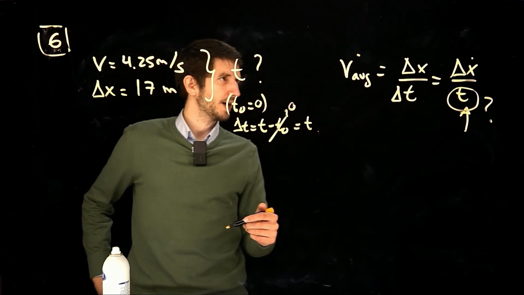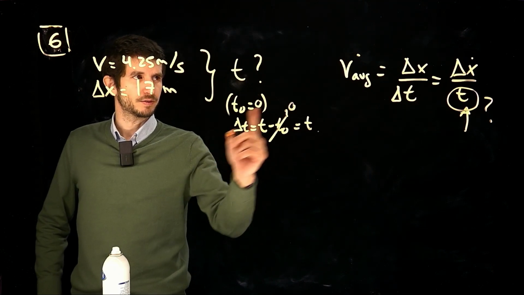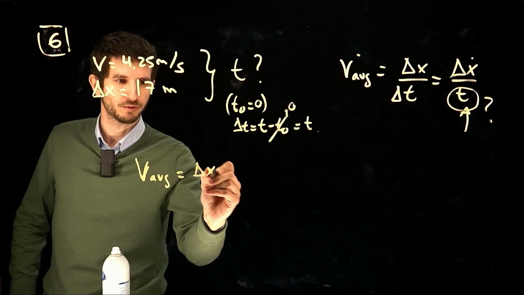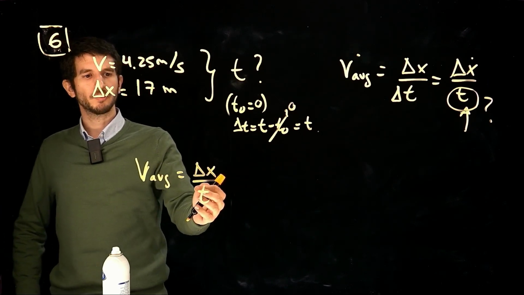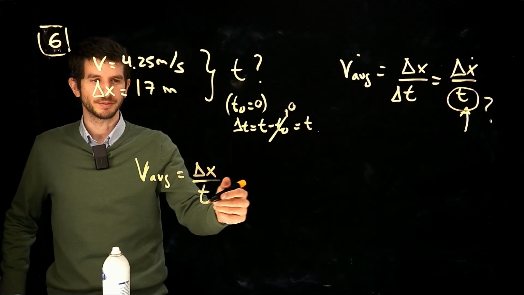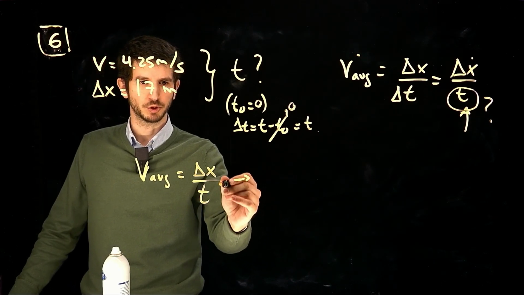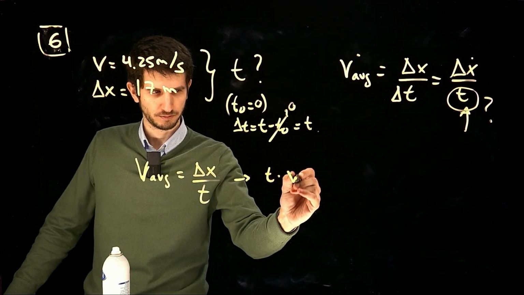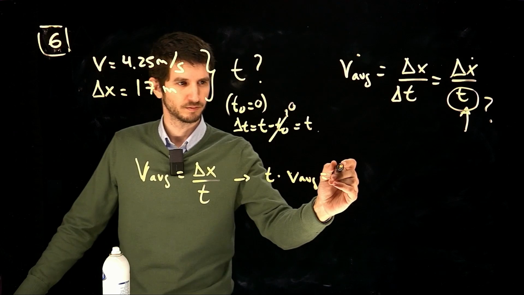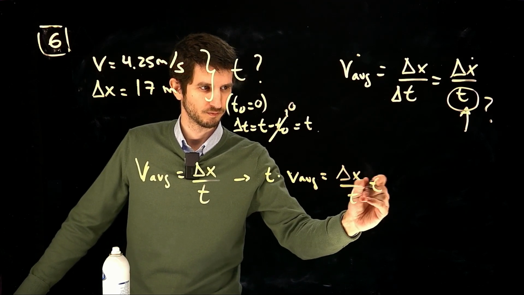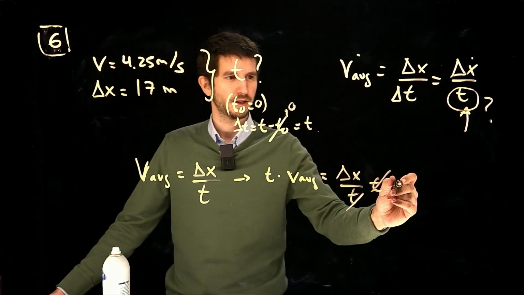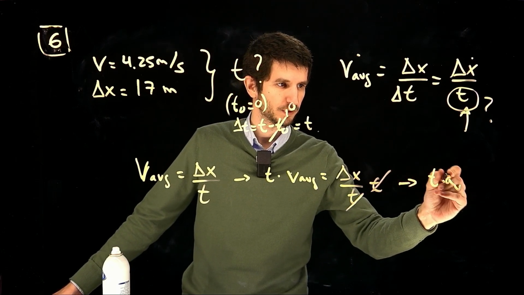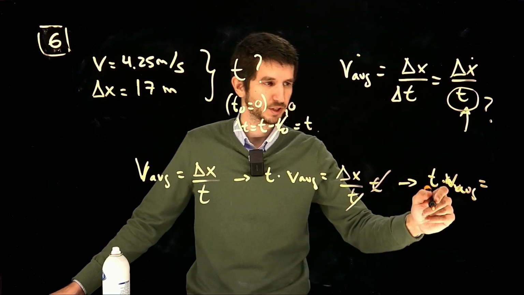In this case, we have the time that we want to find, and the average velocity is equal to delta x over the time. So how can we find this? Well, we need to solve for t. In this case, what we can do is just multiply by t on both sides. So we have, they cancel, and then we just need to divide by v average, excuse me.